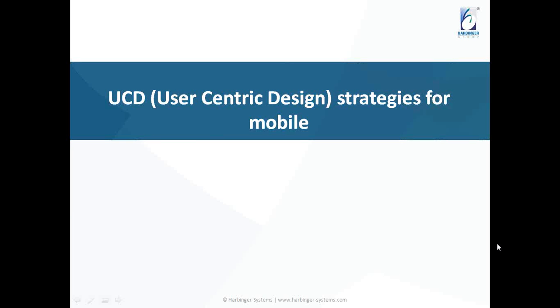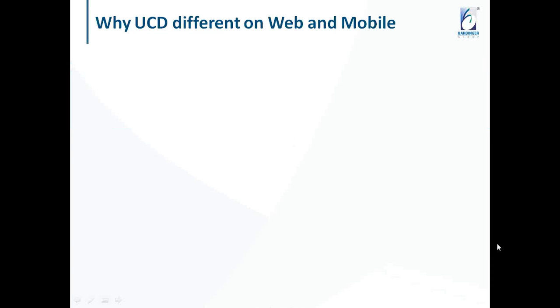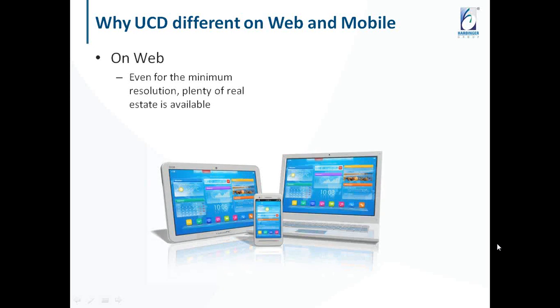As we all know, web and mobile are the two growing factors of technology. In a similar fashion, the user-centric design strategies also differ for both of these. One of the prime factors for which the UCD differs is the interface or the real estate available for web and mobile. For web, even for the minimum resolution, plenty of real estate is available where we can design a lot of customizations, play with the content and prioritize the task. Whereas for mobile, it is necessary to start with a smaller screen, prioritize the content and task, and design according to the form factor.